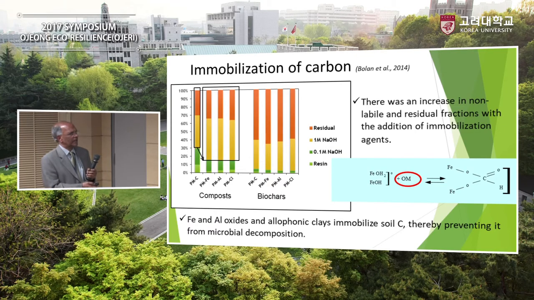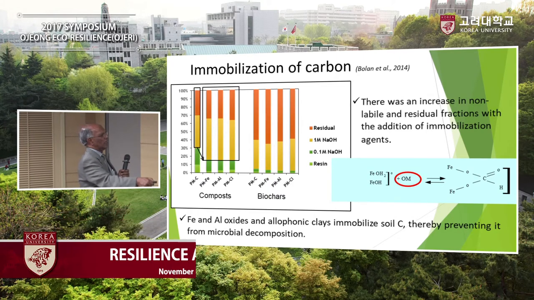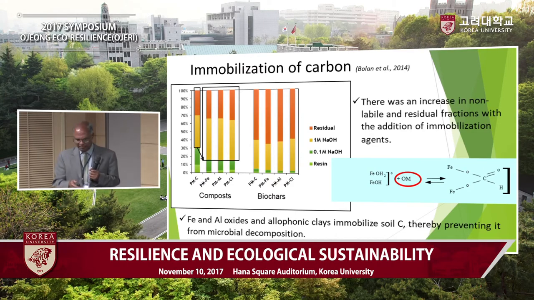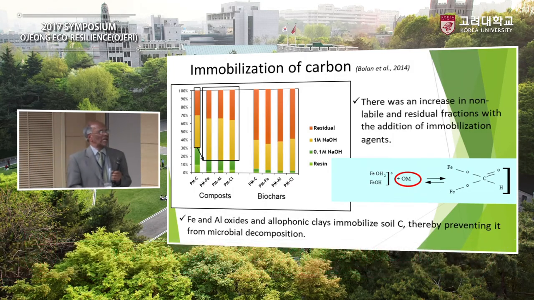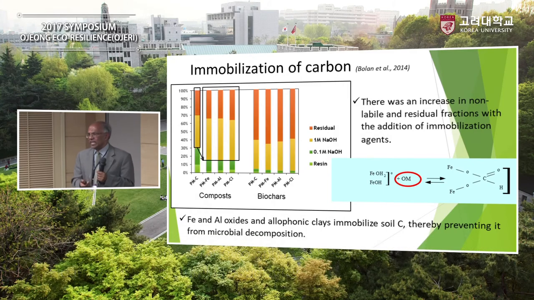adding the clay material. So you can see this is the control, and this is with the three clays, and this is the compost, and this is biochar. The first one is clay, and then you have the clay material. So you can see there was an increase in non-labile, or what we call residual, fractions of carbon when you add clay material. So manure alone has a lot of labile carbon, so therefore you release a lot of carbon. By adding clay material, you make it non-labile, so less bioavailable. So that means you can store it for longer.